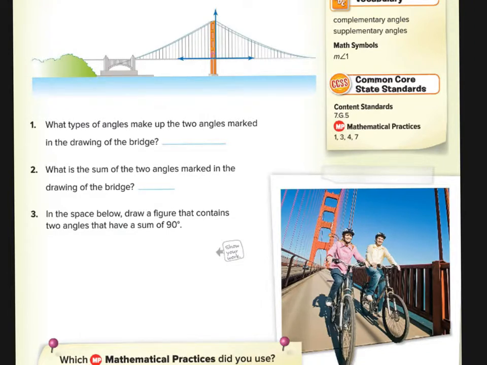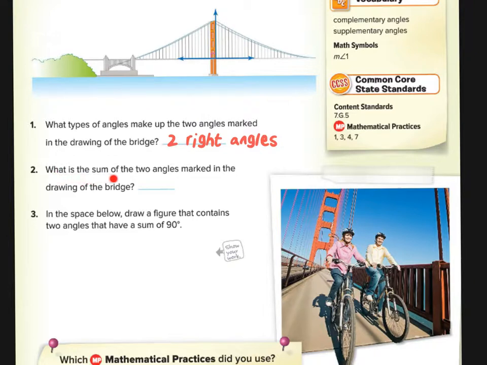So let's answer these questions. What types of angles make up the two angles marked in the drawing of the bridge? So you see that we have two angles. We have an angle here and an angle right here. And this is vertical and this is horizontal. So I can see that we have a 90-degree angle on this side, a right angle, and another right angle on this side. So simply put, we have two right angles, 1 and 2.